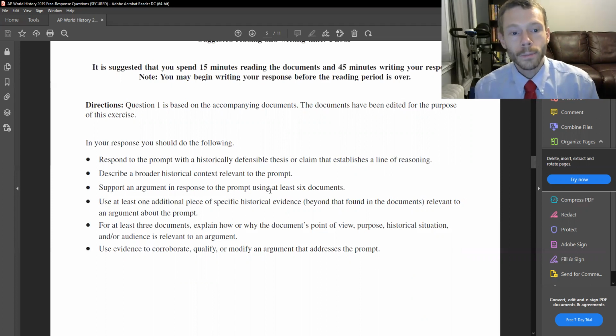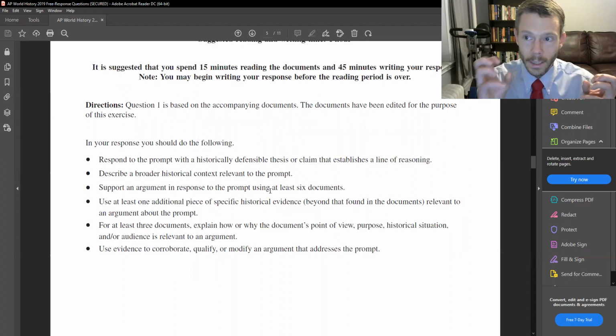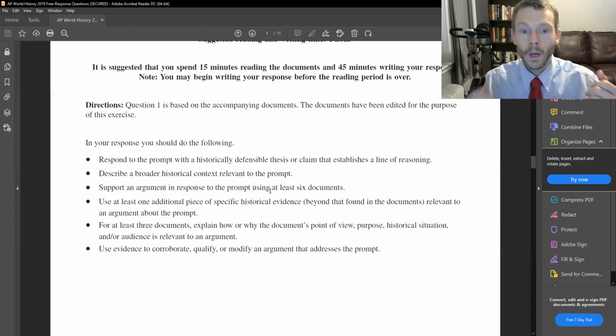Prompt number 2 tells us we must describe a broader historical context relevant to the prompt. So the key word there really is relevancy. So when you do your historical context, both the context and the thesis go in the introduction, and that's how you can earn 2 out of 7 points right there. To do the historical context effectively, you must make it clear that it connects to the prompt.